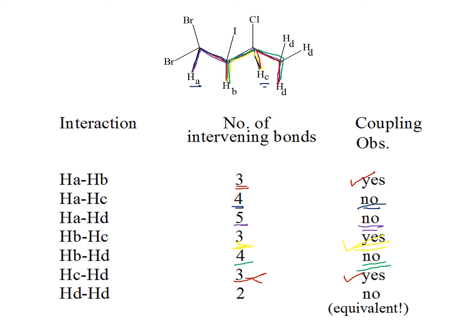G and D, 1, 2. Oh, these two are equivalent. Even though it's 2 bonds, since they are equivalent, we are not expecting coupling.